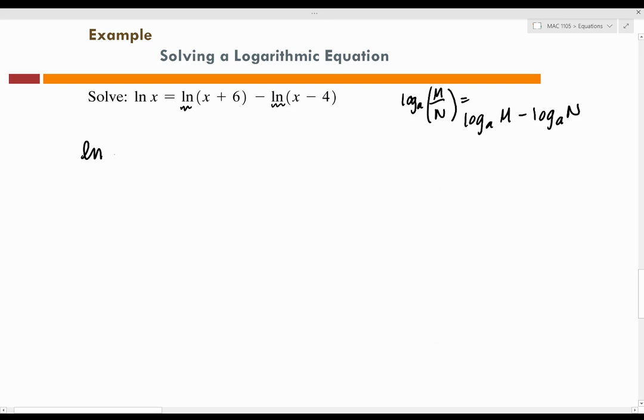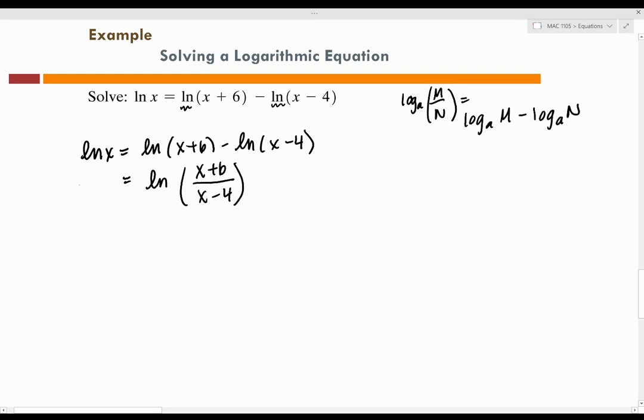So first, let me write my problem. All right, then the logs on the right, I'm going to combine them from left to right. So I'm going to combine them using division. Okay, now you see that I have 2 logs, and they're on separate sides of the equation.